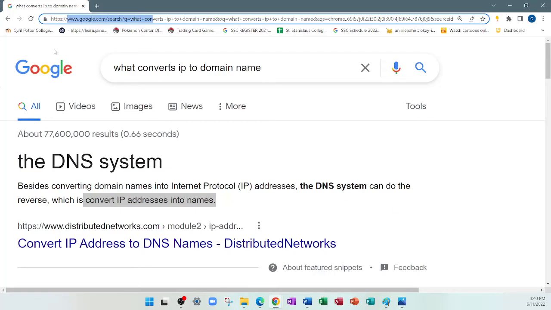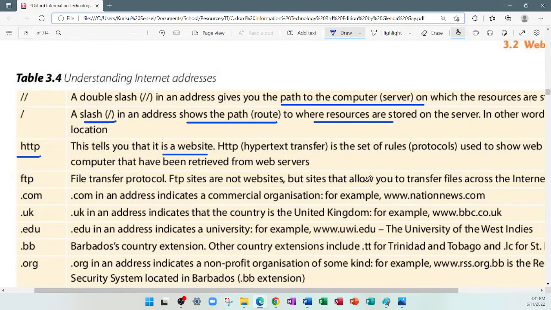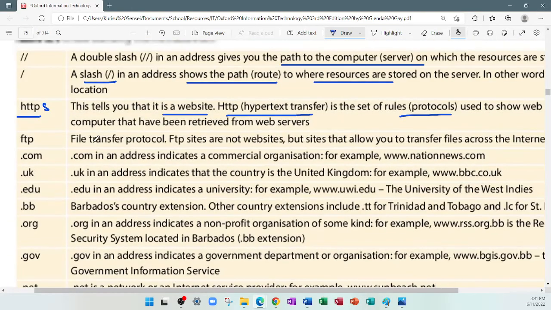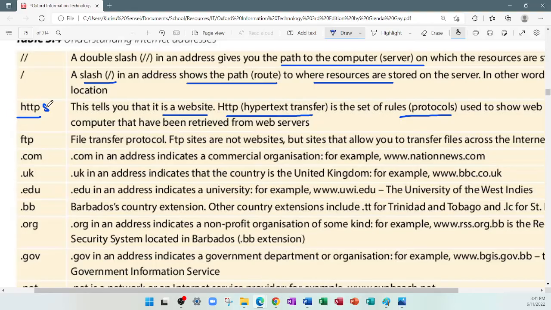So if I switch over to the browser, notice it's HTTPS colon. That's indicating I'm accessing a website. So what does HTTPS stand for? HTTP stands for Hypertext Transfer Protocol. And if you see an S, it basically means secure. So Hypertext Transfer Protocol, secure. We already talked about FTP, File Transfer Protocol, which is used to transfer files.